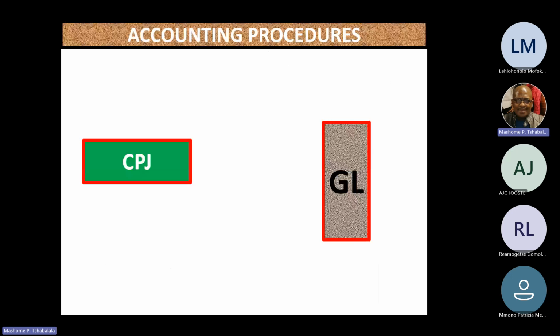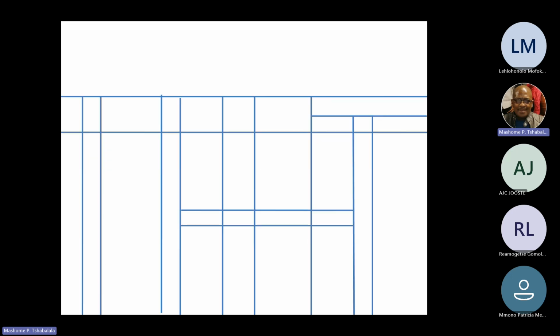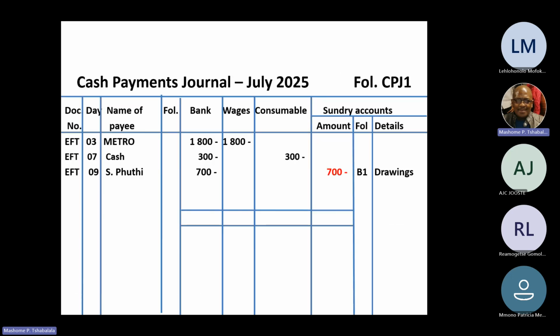Now let us look at the posting to the general ledger, from CPJ to general ledger. Here are the transactions that were recorded. You can see the transactions. All the transactions are here now. Bank is the total amount of 3,500. Then we have wages, 1,800. We have consumable stores, 300. We have the sundry account, which consists of drawings, creditors, and stationery. Then the total amount is 1,400. Now, this is the information that we need to see in the general ledger, whereby we'll be recording each and every account independently.